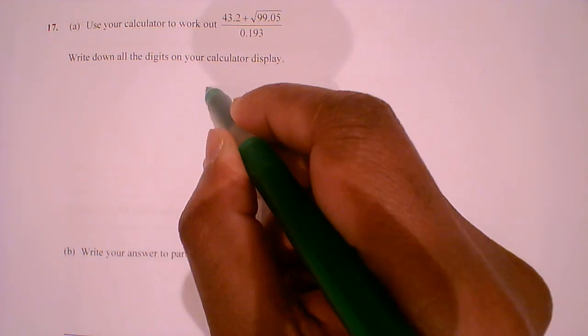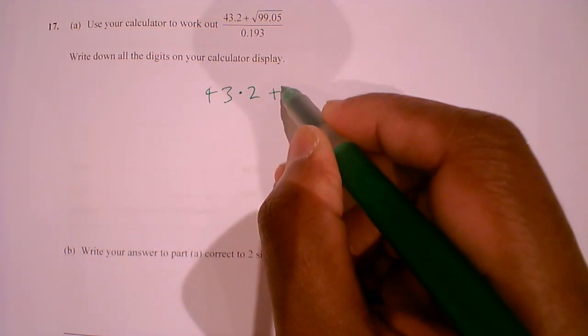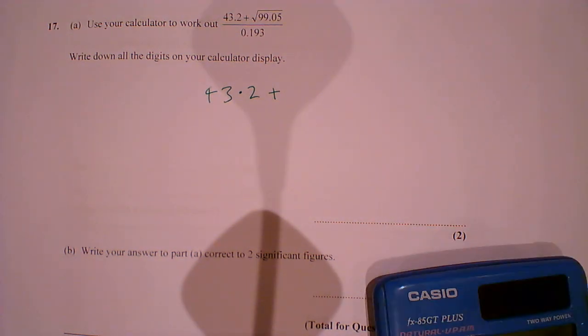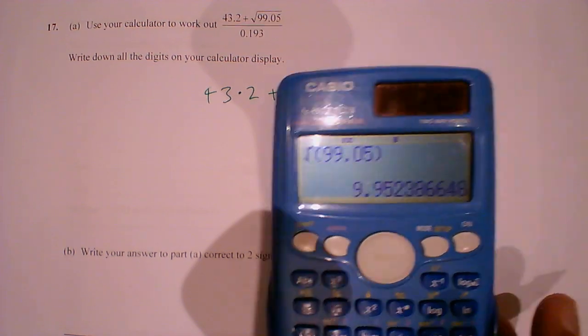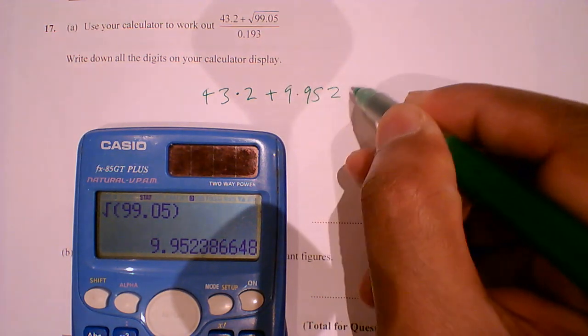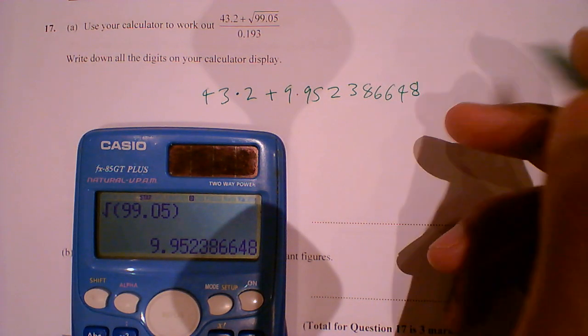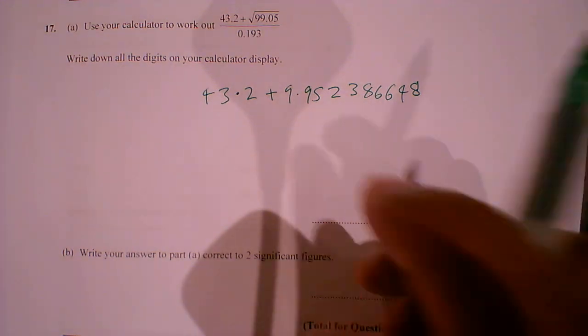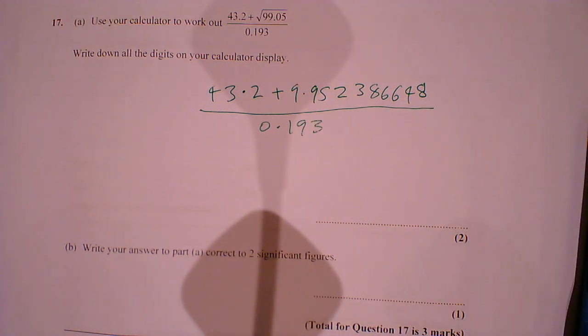So I'm going to put 43.2 plus the square root of 99.05. That gives me 9.9523866648. All of that divided by 0.193. Now I'm going to keep the answer.